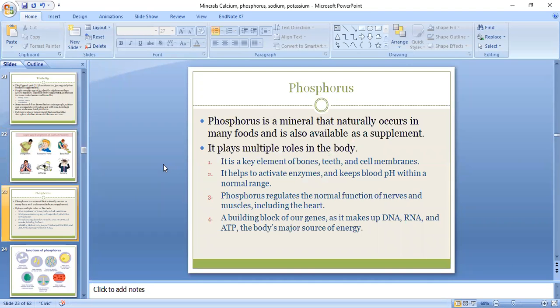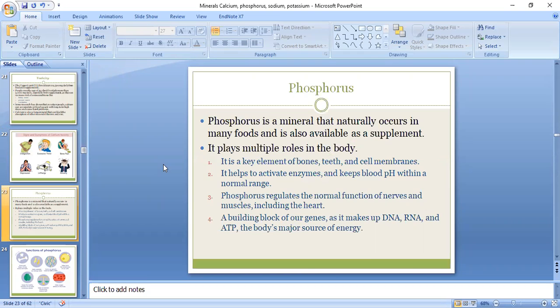Now, we will discuss phosphorus. Phosphorus is also a mineral that naturally occurs in many foods and is also available as a supplement. It plays multiple roles in the body: it is a key element of bones, teeth, and cell membranes. It helps to activate enzymes and keeps blood pH within a normal range.